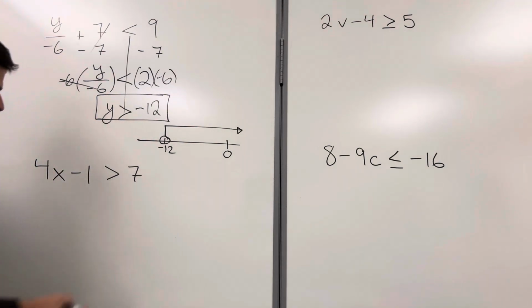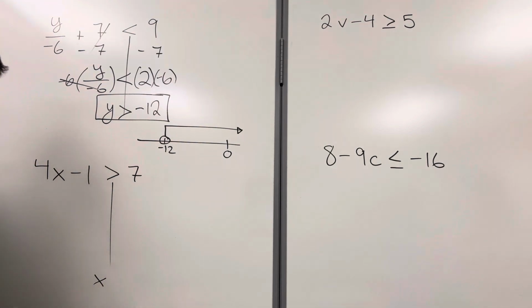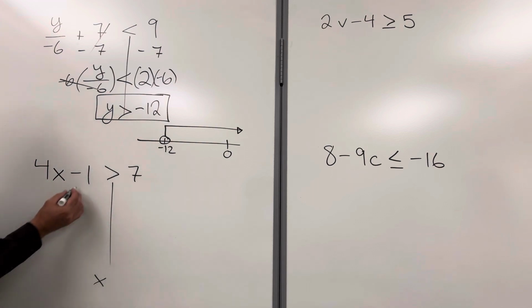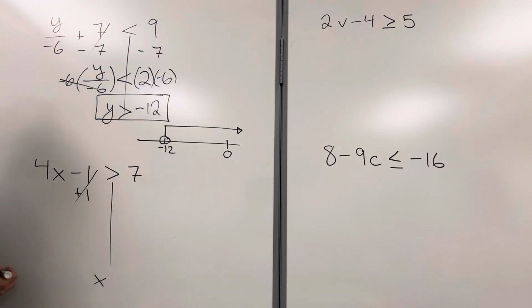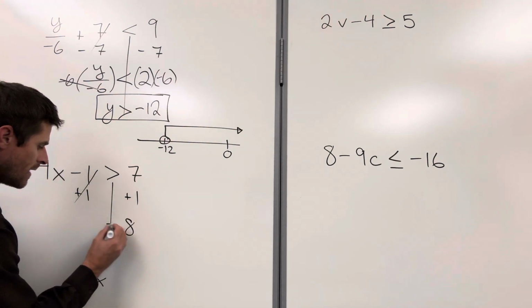Let's do the same thing down here. We got to isolate x. My goal is to get x all alone down here. I've got to get rid of minus 1. So we ask ourselves, what's the opposite of subtracting 1? Adding 1. That will cancel it on the left. Add 1. 7 plus 1 gives me the value of 8 on the right.